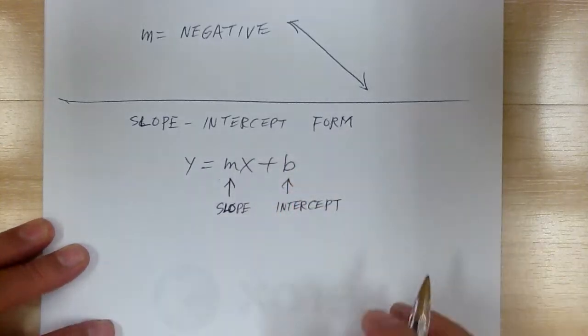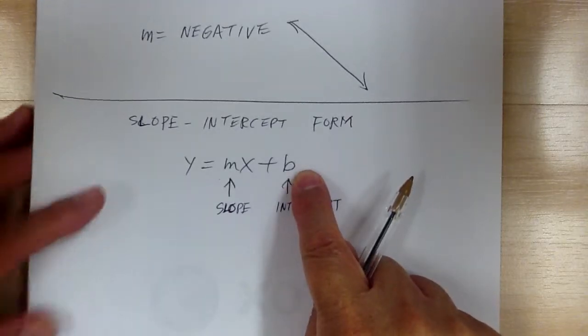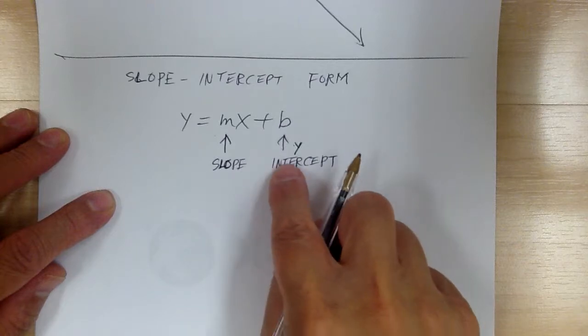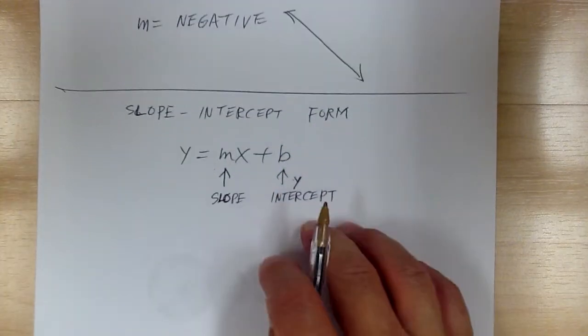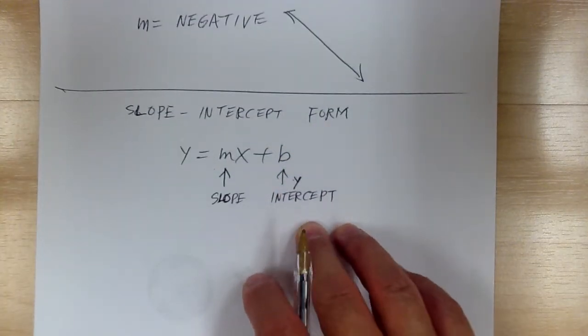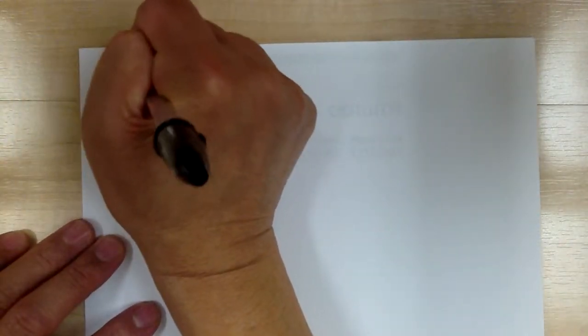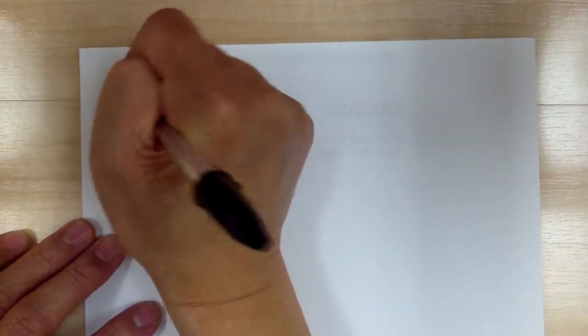And remember what intercept means, right? Intercept is where it crosses over the axis, right? So this is your y-intercept. So this is where it's going to cross the y. So how are you going to use this information? Well, you can use it to graph something, okay? So let's go over example 5.